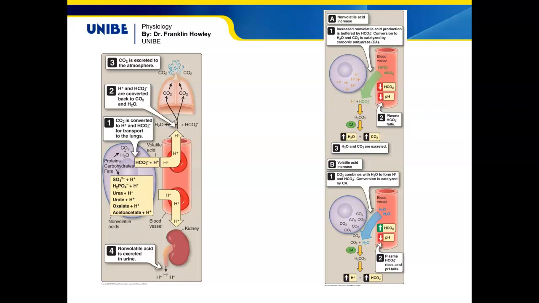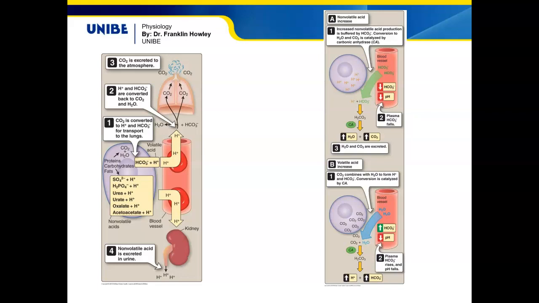In the case of the breakdown products of all my organic compounds, the carbon will be released as CO2. But for that CO2 to be transported to the lungs, it has to be as bicarbonate, which will be transported in the bloodstream. When I reach the lung capillary, we convert this back to CO2, which can be excreted into the atmosphere through exhalation. So this is what we call non-fixed or volatile acid.